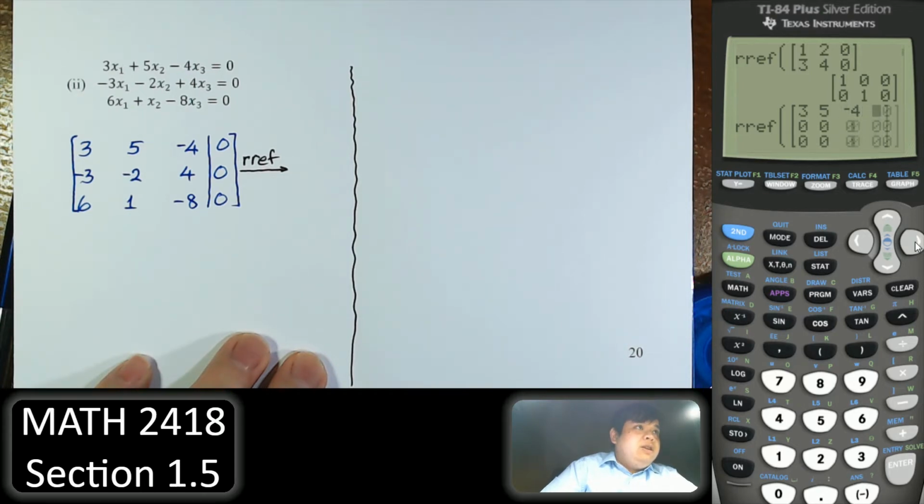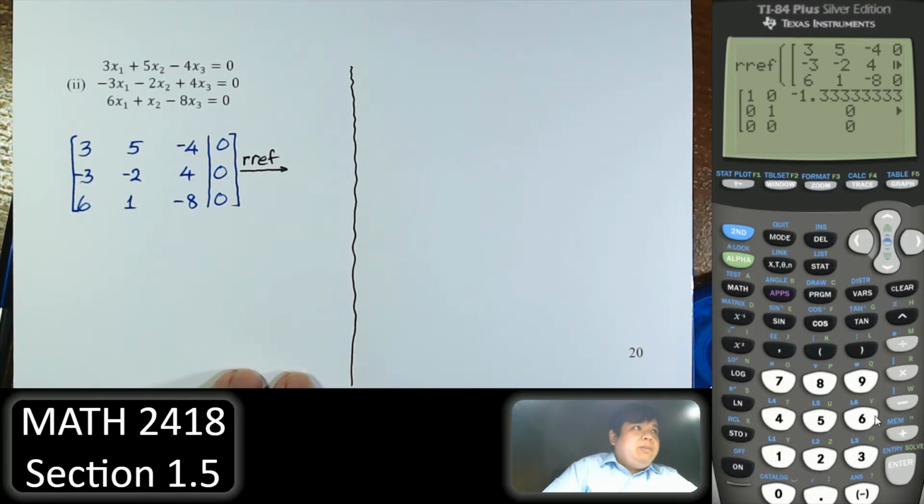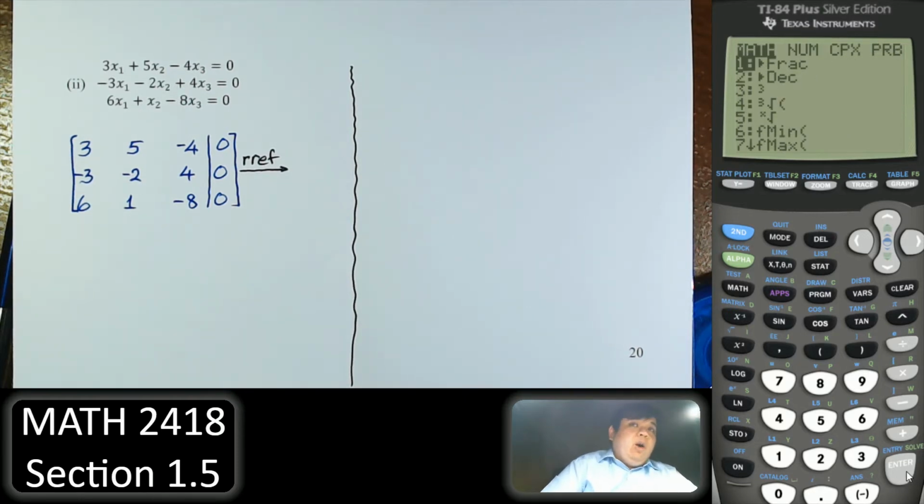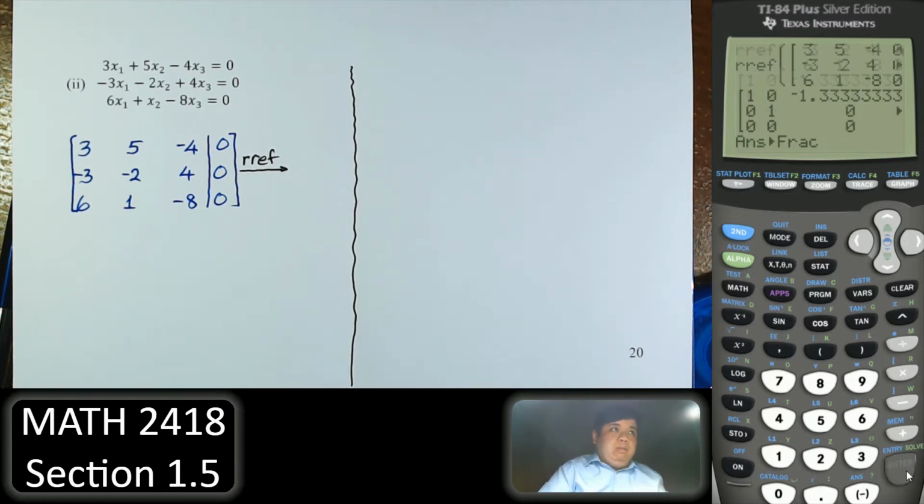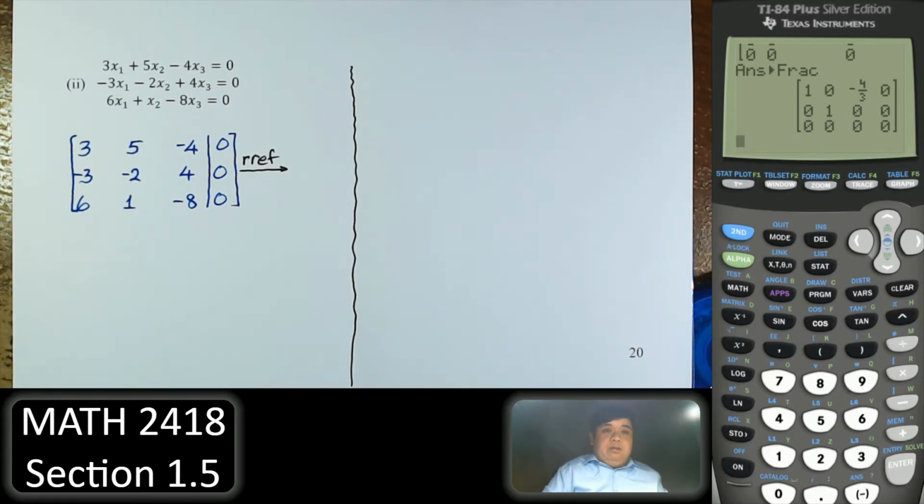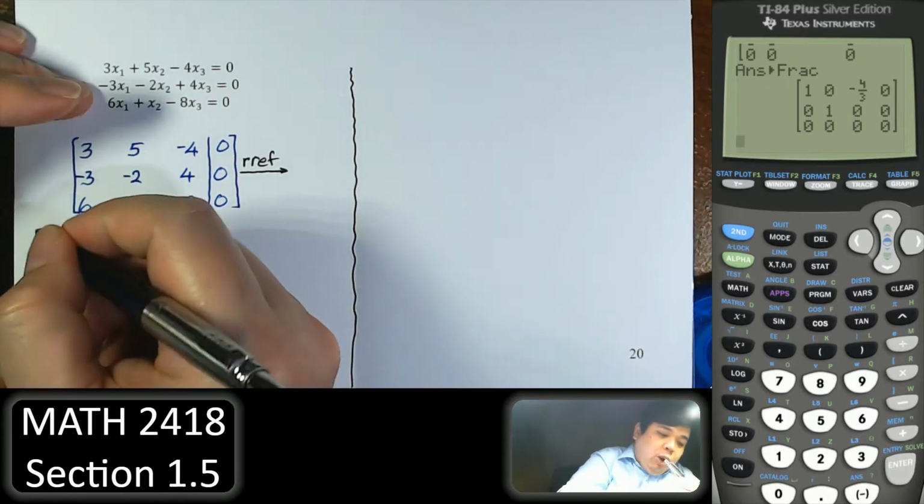-4, -3, -2, 4, 6, 6, 1, -8. As mentioned before, for all the row operations, we just multiply and add or subtract. The answer should be able to be written in fractions. So that is what we have, and I'm going to write that down.